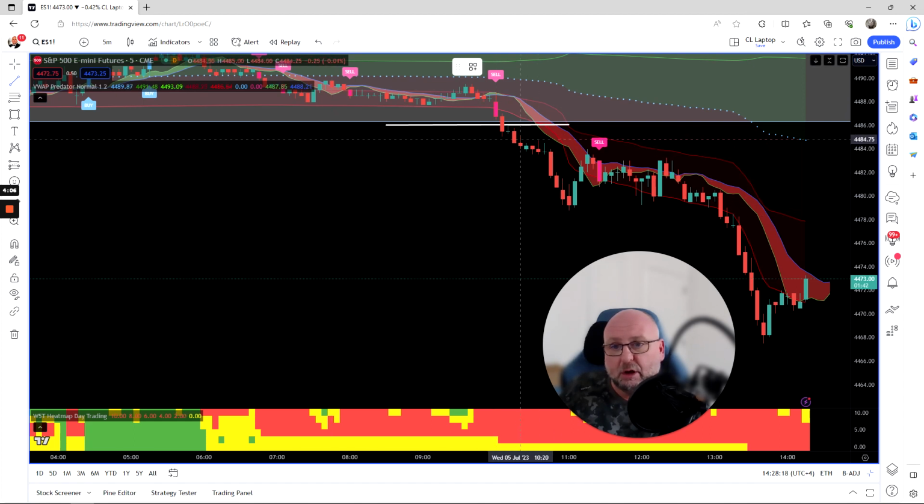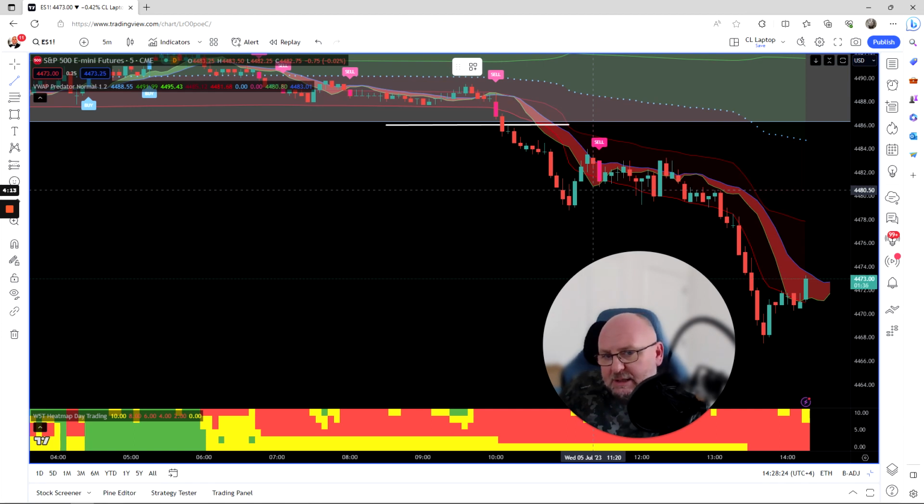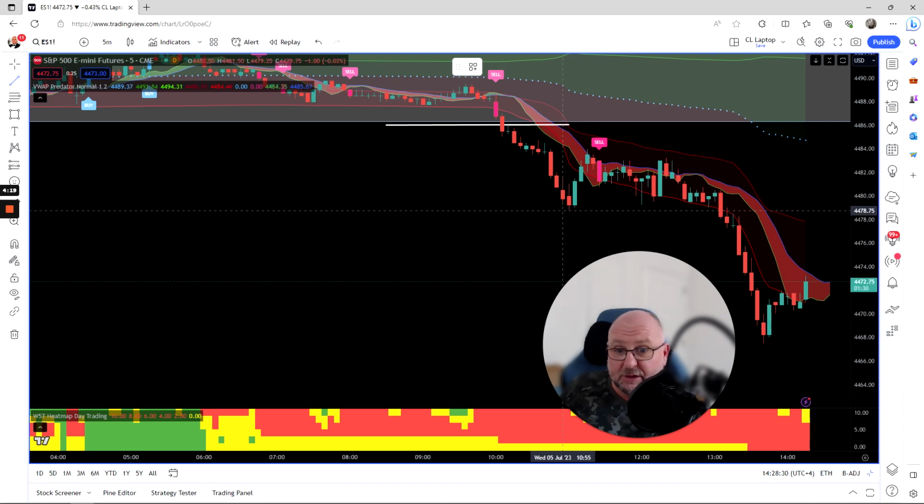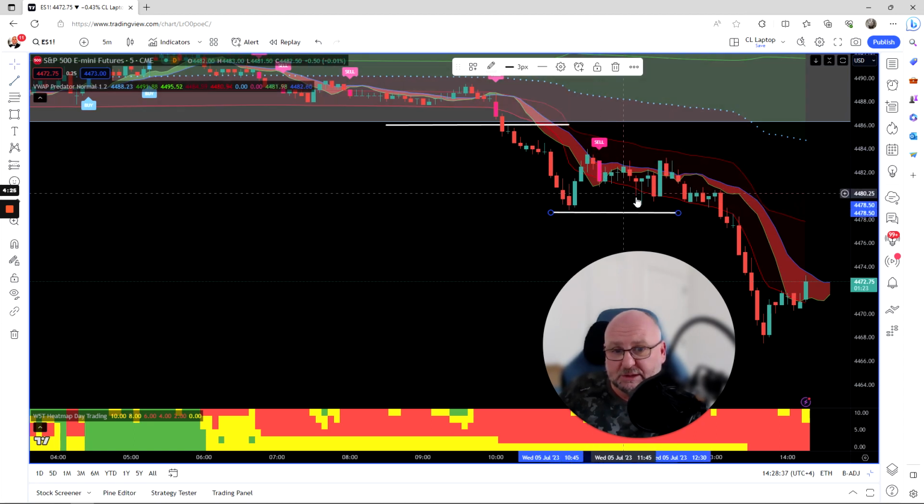Another example: we get a little pullback here, then we get another sell signal at this point. Now, in this situation, being aggressive is not advisable because we don't know if it's going to find this previous pivot of support. So you've got to look at really this sort of entry below this previous pivot.